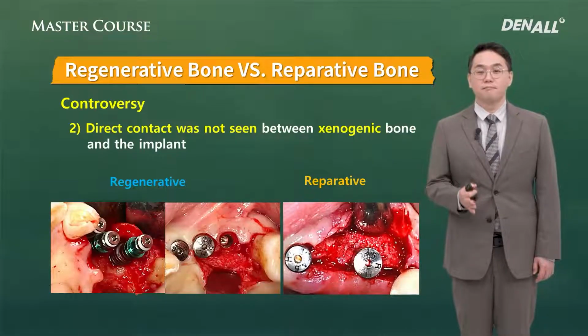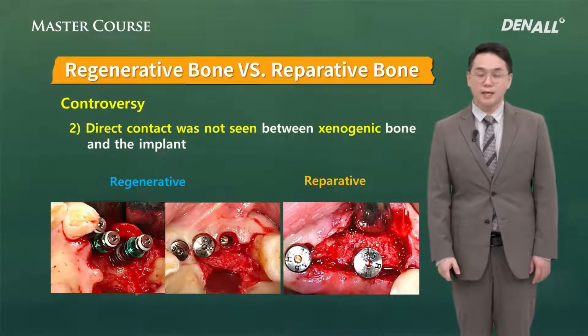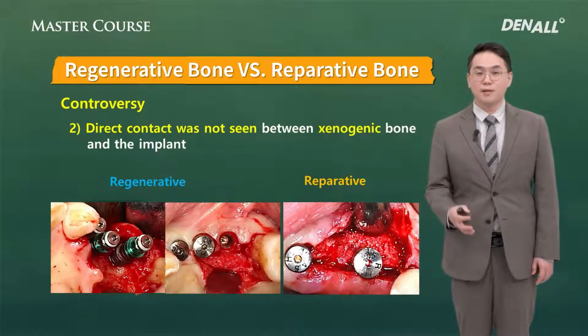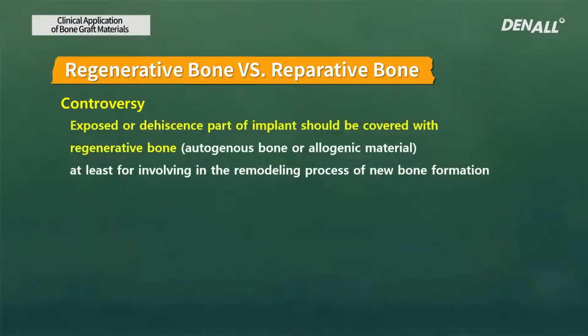As you can see, xenograft material is used in the posterior region. It cannot be replaced with the patient's own bone around the implant. The bone implant contact ratio, the BIC, is very unfavorable, and this is what I think. The exposed implant can be covered with GBR.